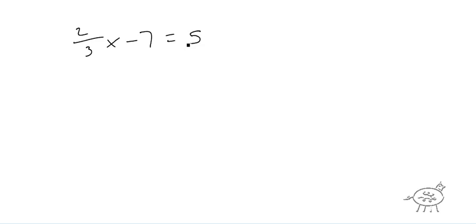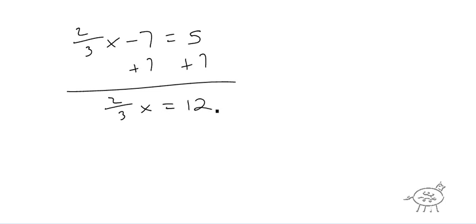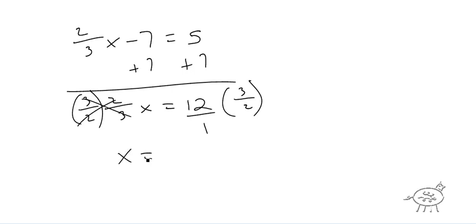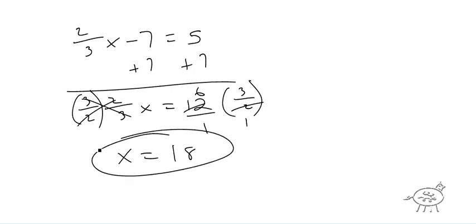Okay, so again, adding and subtracting first. So add 7 to both sides. 2/3 x equals 12. And then remember, multiply by its reciprocal. So multiply that by 3/2 and that by 3/2. Change that to 12 over 1. That cancels, and we get x equals, well, 2 goes into 12 6 times, 2 goes into 2 once. 6 times 3 is 18, so it's 18 over 1, or x equals 18.